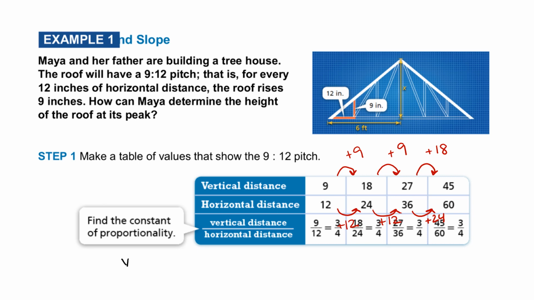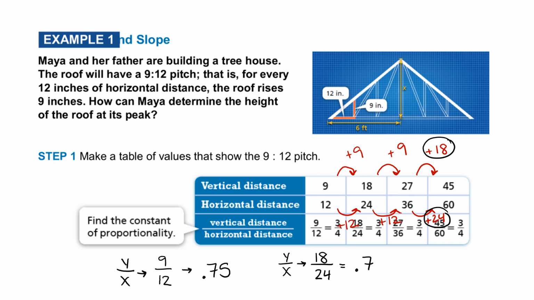We set up our fraction y over x. Our y value is the vertical distance, so that would be the 9. The x value is the horizontal distance, which is the 12. 9 divided by 12 gives us 0.75. You could also use the secondary answers, which changed. The 18 value was on top and the 24 value on the bottom. 18 divided by 24 also gives you an answer of 0.75, which is our rate of change for this table.